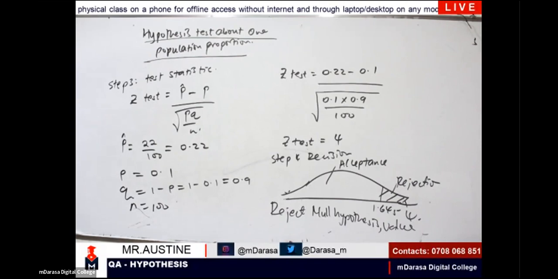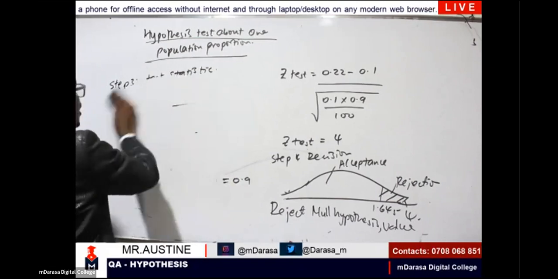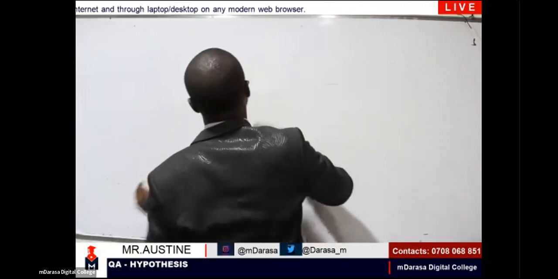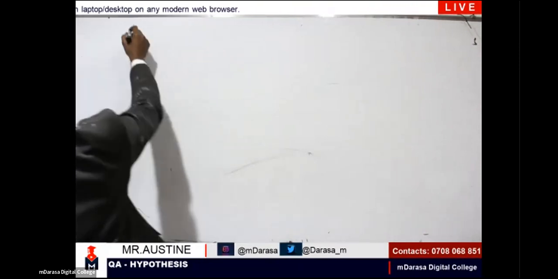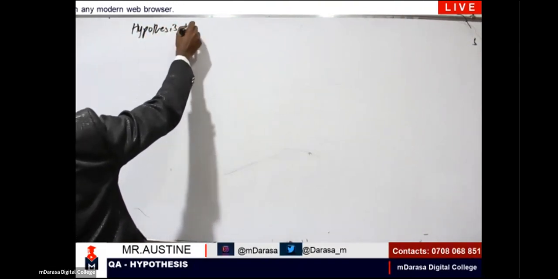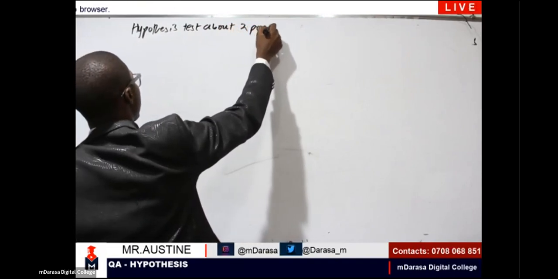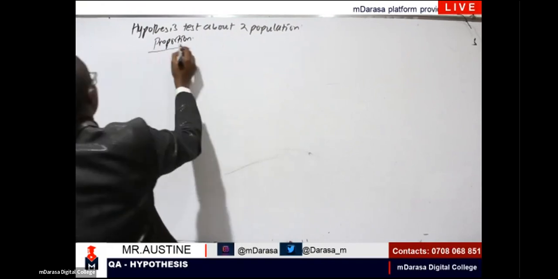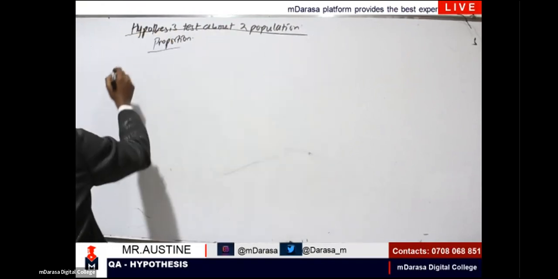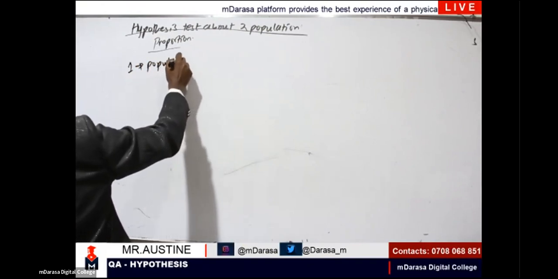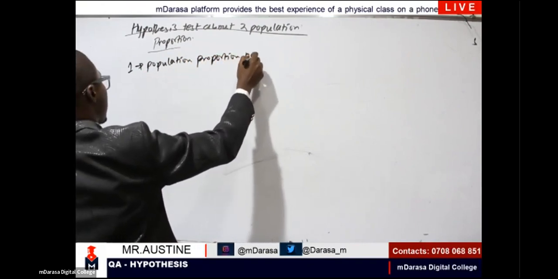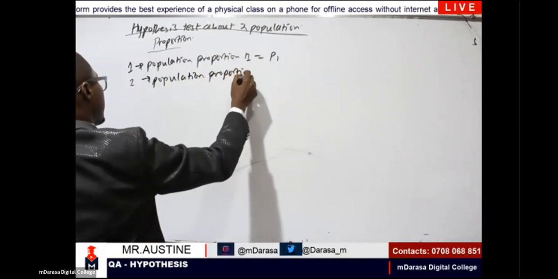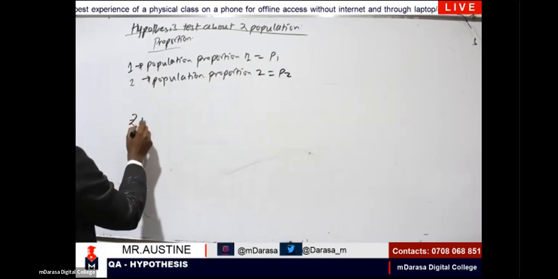So that's it. The last part is hypothesis test about two population proportions. So we already know about sample proportion and population proportion. So 1 represents population proportion 1, which is P1. 2 represents population proportion 2, P2. So how will we get the test statistic?